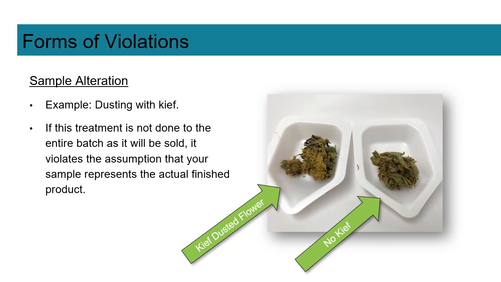Another example of sample alteration is dusting with keef, for example, to change potency results. Again, if this treatment is not done to the entire batch as it will be sold, it violates the assumption that the sample represents the actual finished product.